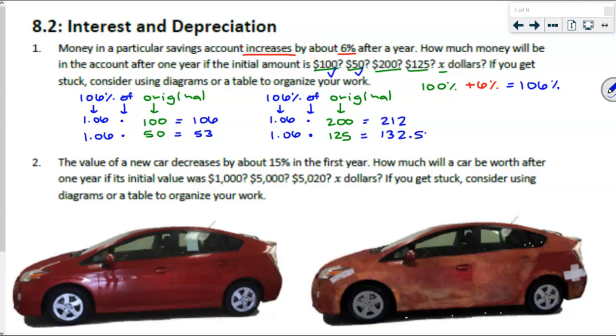You guys get the same thing? The other ones I could do in my head. That one I couldn't do, so thank you for checking. 1.06 times 125 is equal to $132.50. I've now done those. What is going to change now if it's X dollars? What's going to change? Luis?